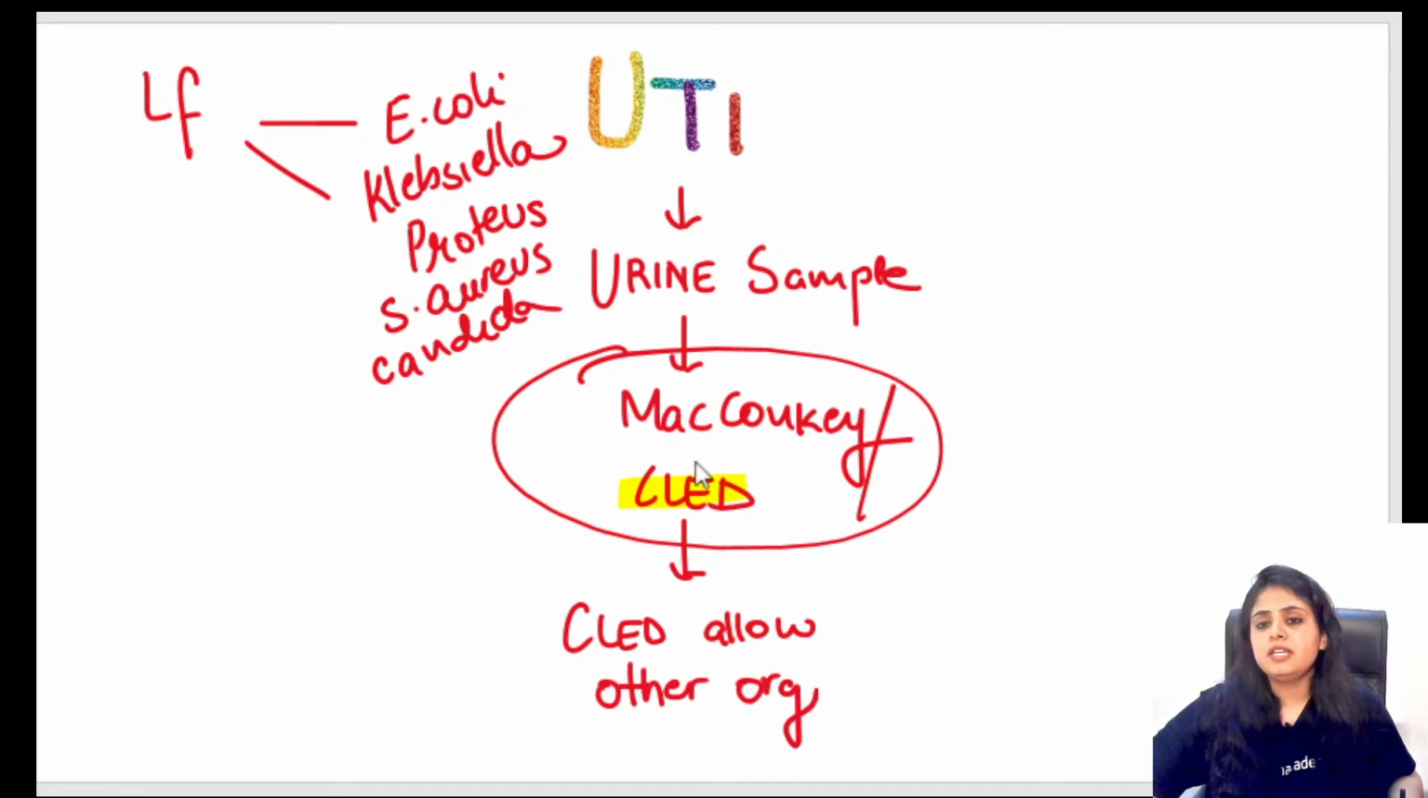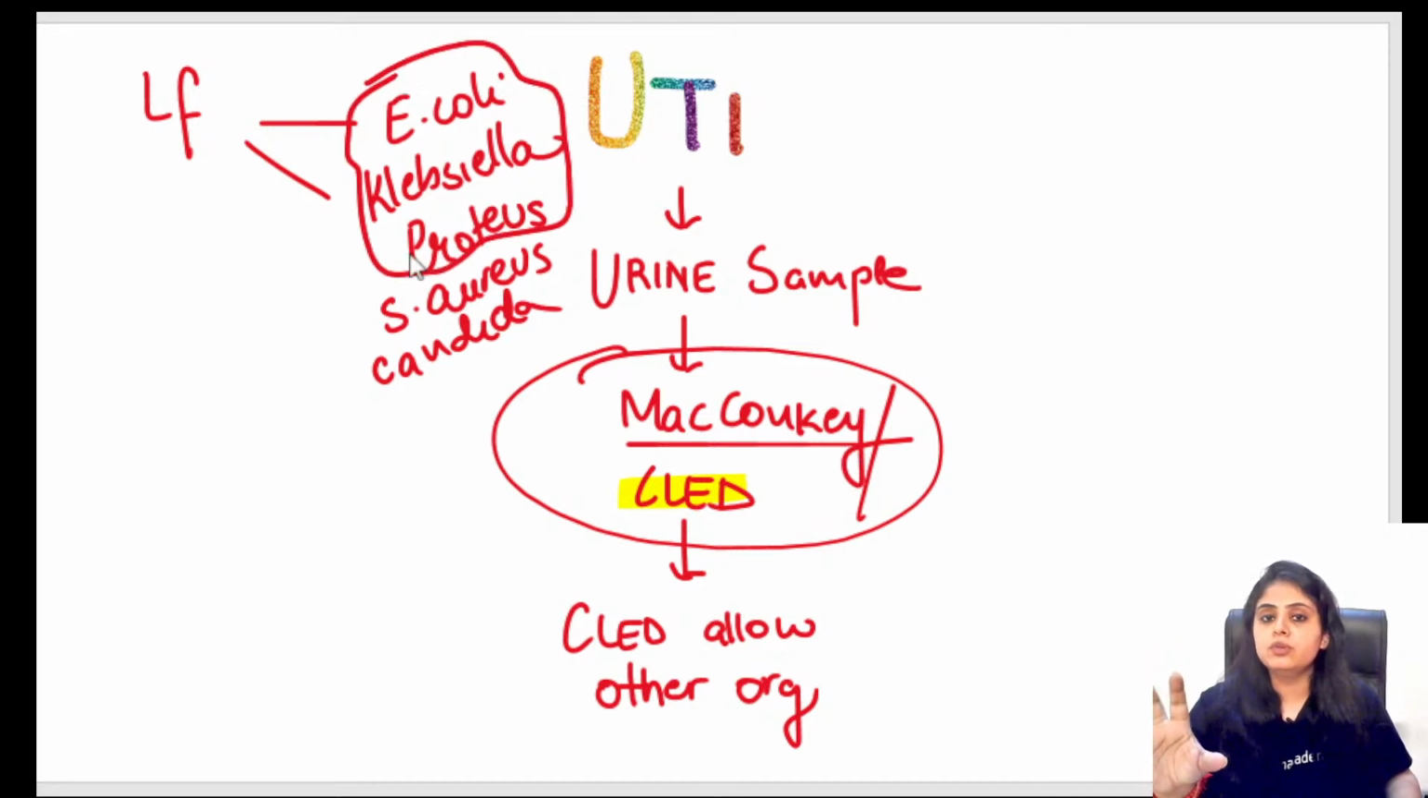MacConkey is a very, very restricted, very inhibitory kind of a medium. It says, okay, I will allow only these few important ones to grow. All these gram-positive ones, MacConkey says I will not allow. But CLED is very, very liberal, very open. It even allows the gram-positive organisms like Staph or Candida to grow along with it.